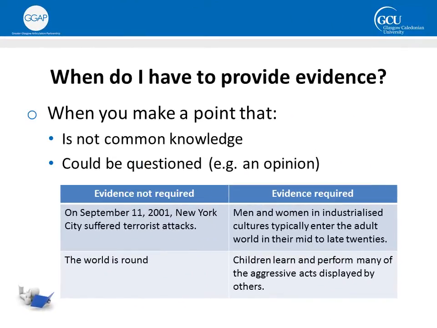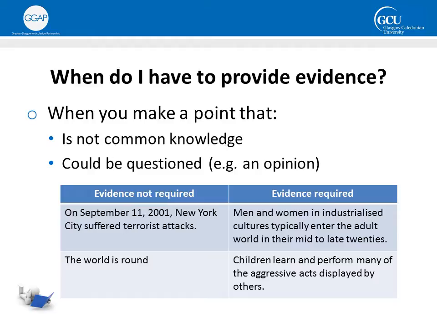So, let's clarify when you need to provide evidence in your writing. If the information that you're using is common knowledge or a fact that can't be disputed, you don't need to worry about providing evidence. Common knowledge refers to information that's so readily available that it doesn't have a single author.